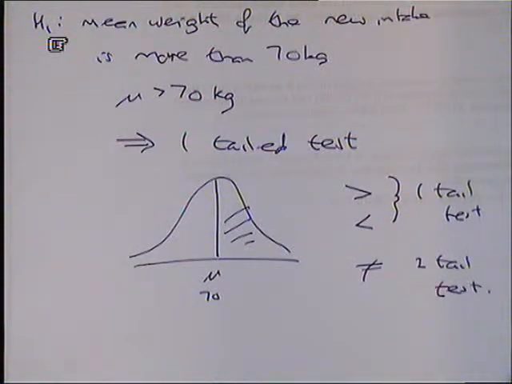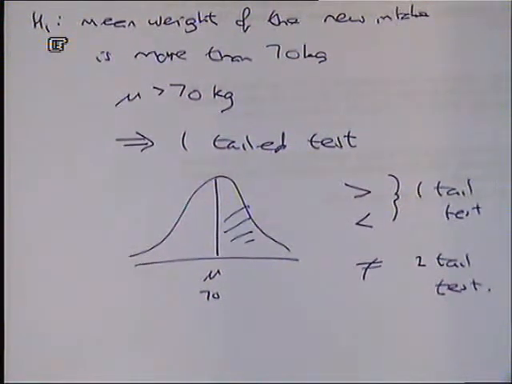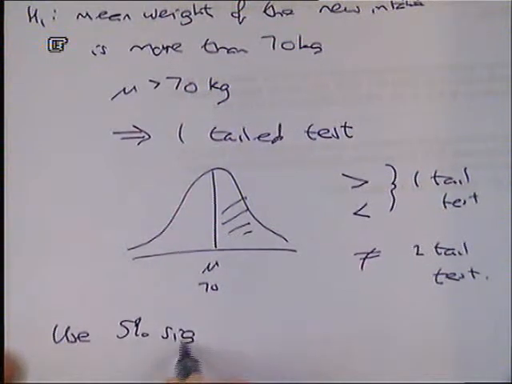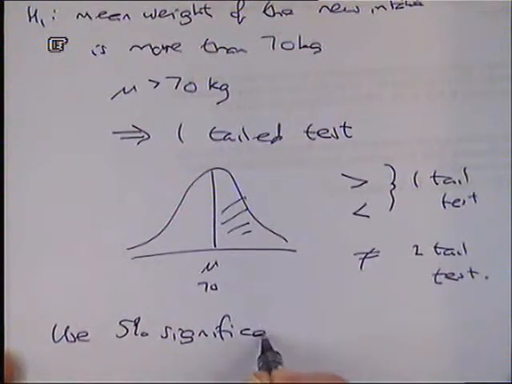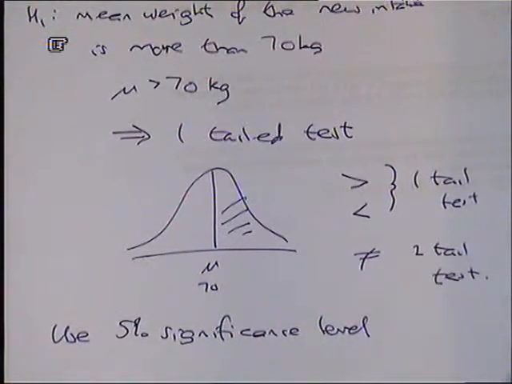Well, that is step 1 dealt with. Step 1 was define the null and alternative hypothesis. We've done it in words and we've done it in symbols. So step 2 was decide on a significance level. Well, the decision's been taken for you. Step 2, we were told that we are to use 5% significance level. And that will always be given to you in the question.